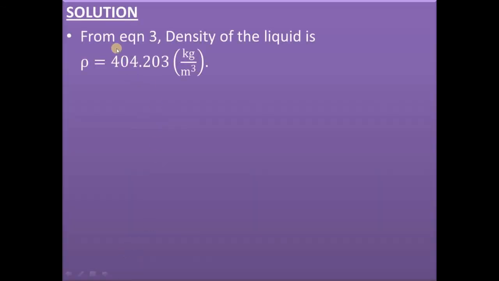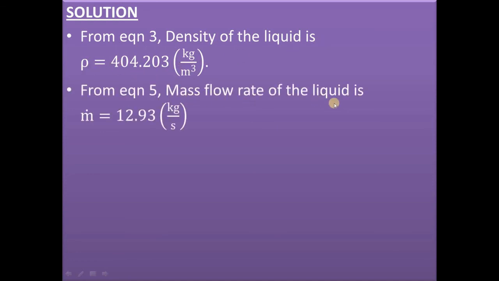So friends, we have found out the values of density of the liquid and the mass flow rate of the liquid handled by the pump. Okay, I hope you all would have understood.